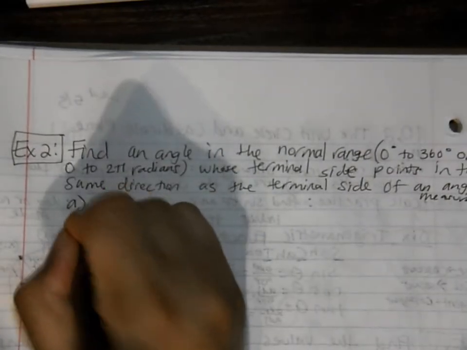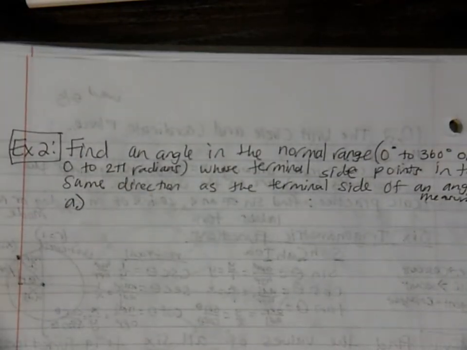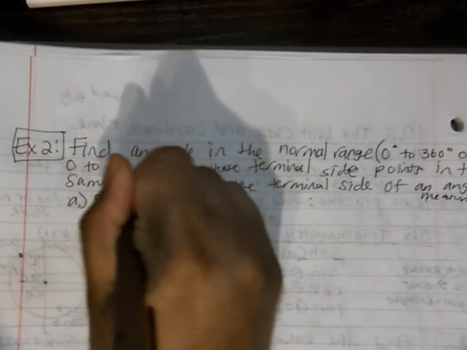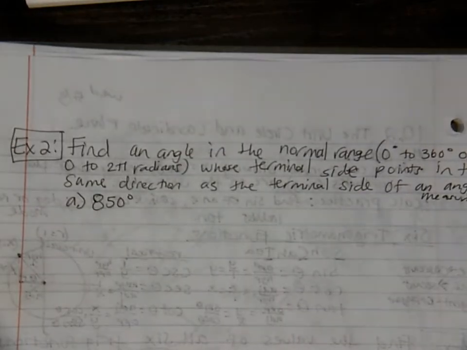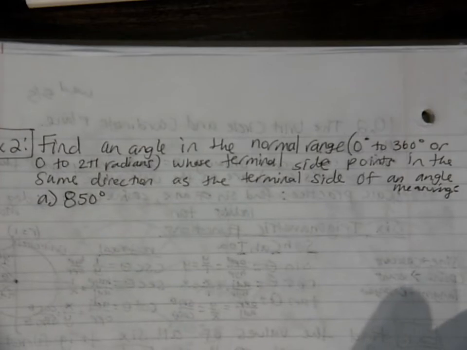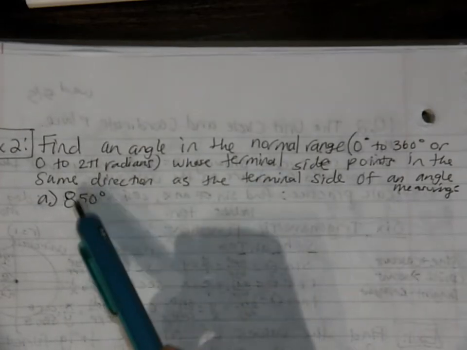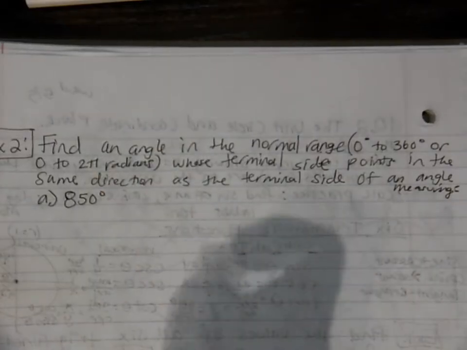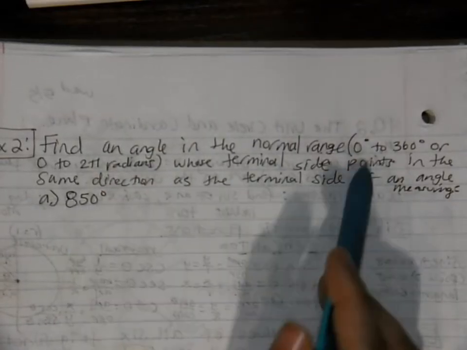So part A will do one angle. I have a total of 4 here, just so that we can get a variety. So A is 850 degrees. If that's the angle measure given, and we want to land on the same location as 850 would be if I was to draw it out onto a unit circle, 850 is a lot larger than 360.